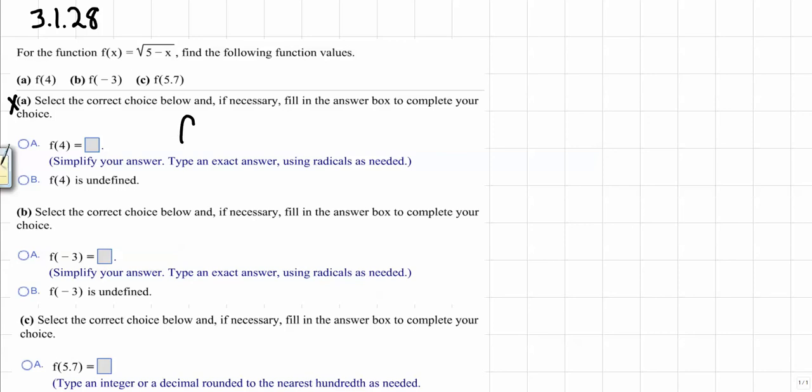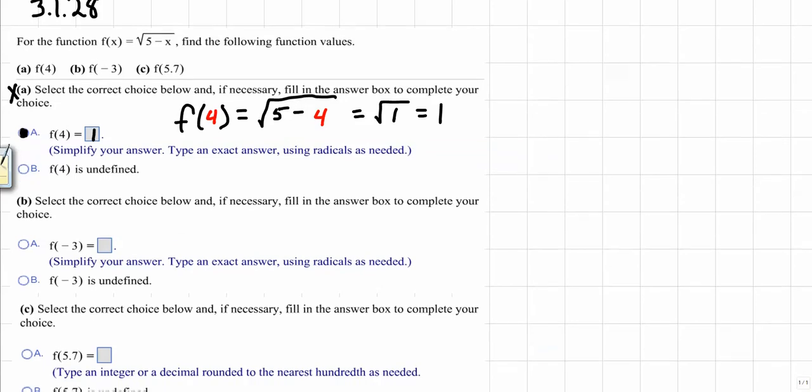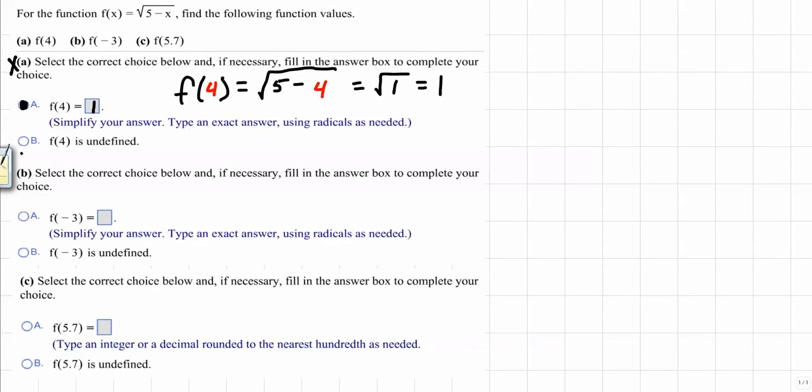So let's go ahead and find f of 4. Obviously, when I'm talking about f of 4, I want to take this x value of 4 and put it into the function, the square root of 5 minus x, and that becomes 5 minus 4. We note that 5 minus 4 underneath the radical is equal to 1, so I have the square root of 1, which is equal to 1. So in MyMathLab, I will click this radio button and fill in the value for 1.